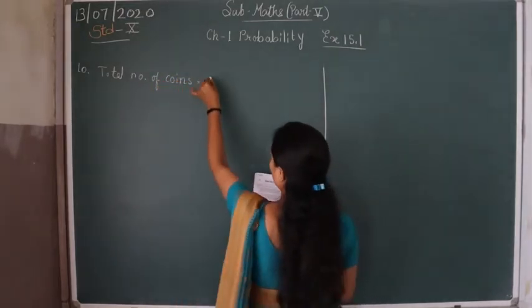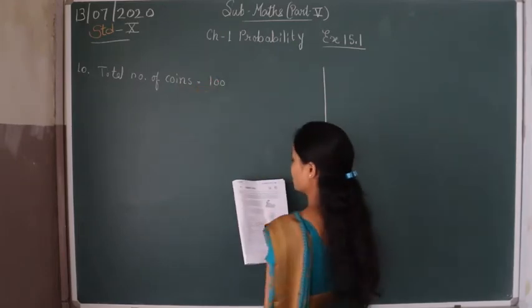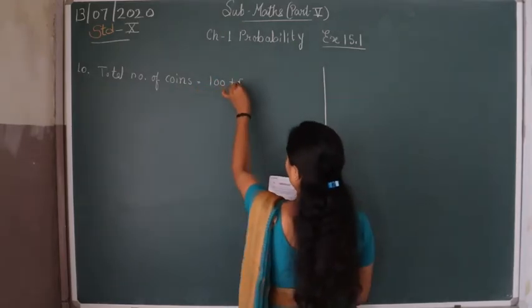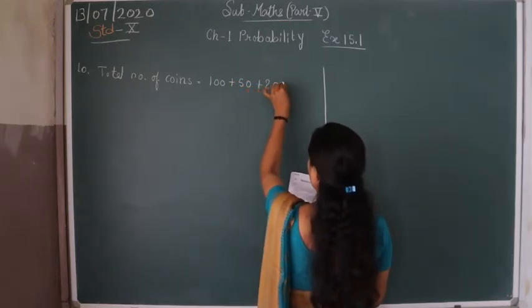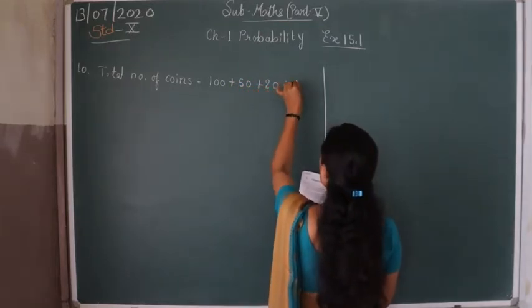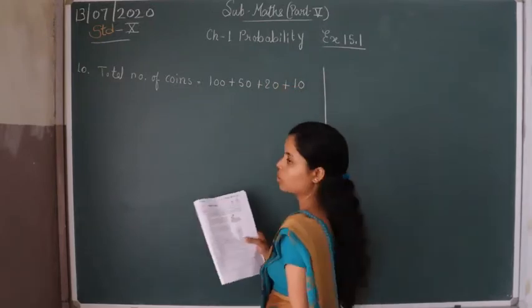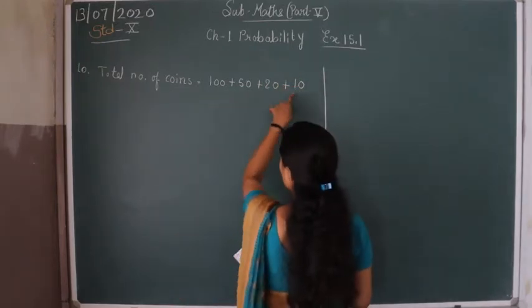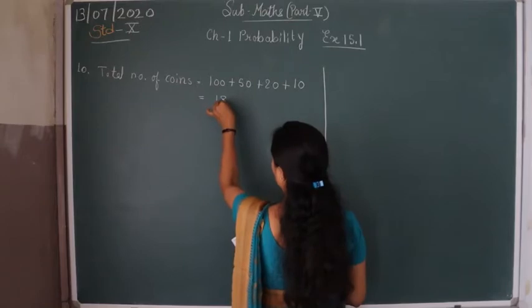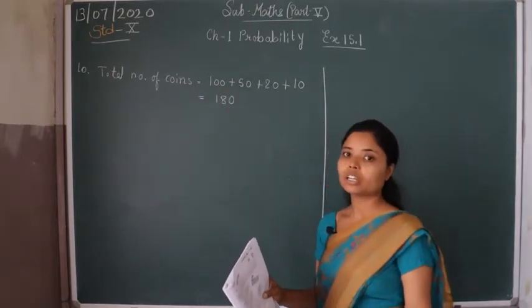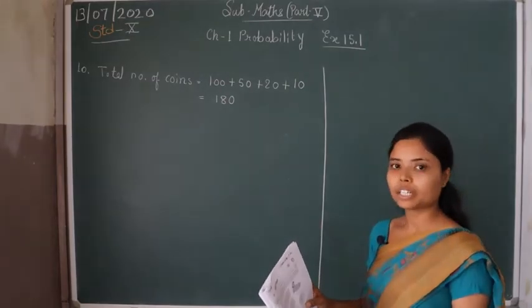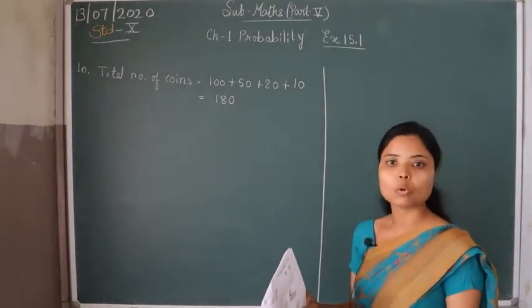According to the question, 100 fifty paisa coins, 50 one rupee coins, 20 two rupee coins and 10 five rupee coins. So the total of these is 180. Okay, total coins are 180. This is our possible outcome.